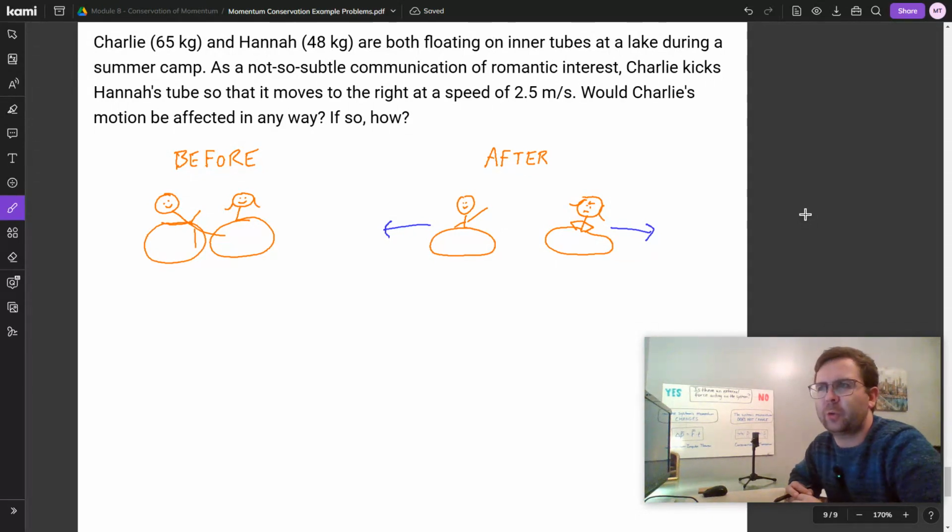As a not so subtle communication of romantic interest, Charlie kicks Hannah's tube so that it moves to the right at a speed of 2.5 meters per second. Would Charlie's motion be affected in any way?